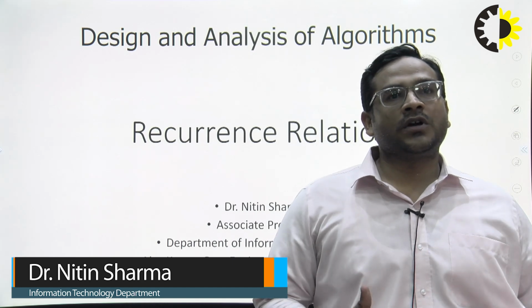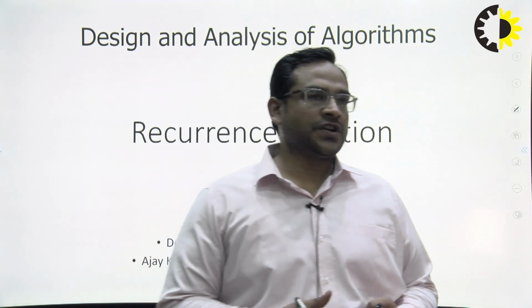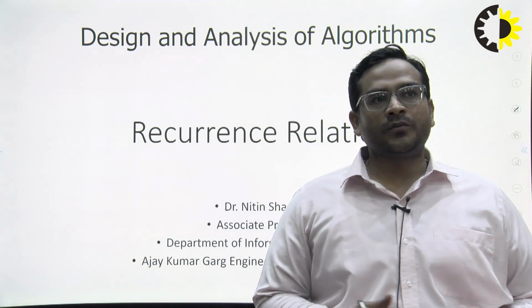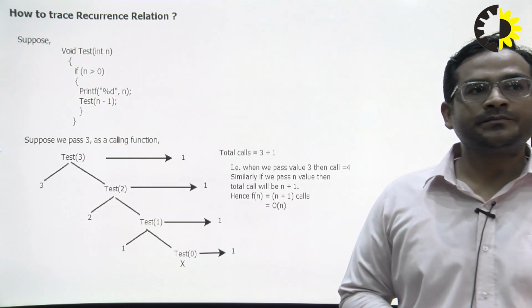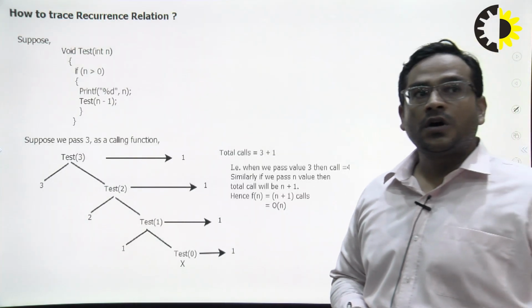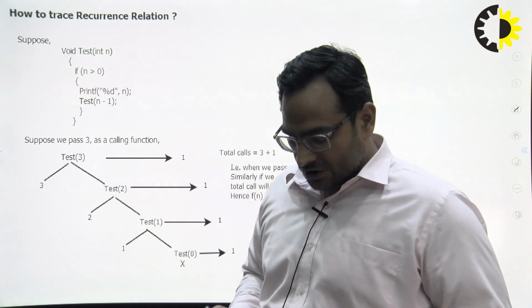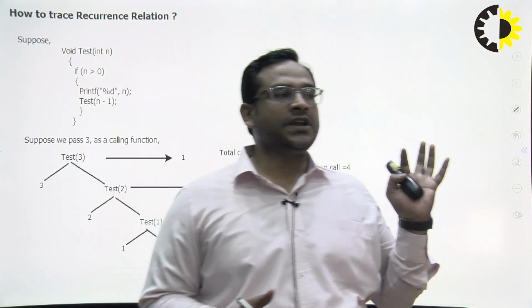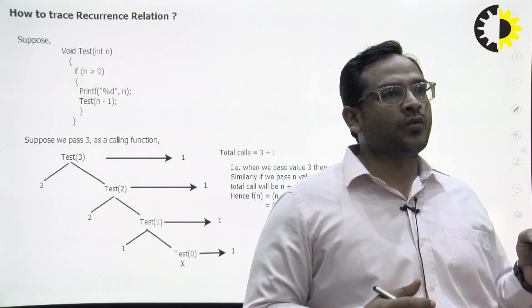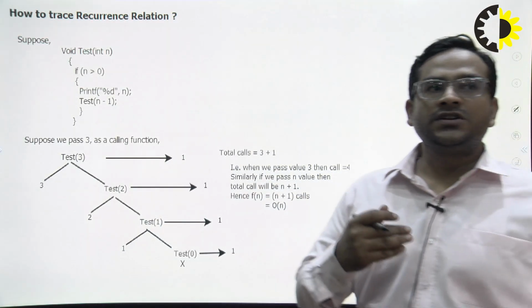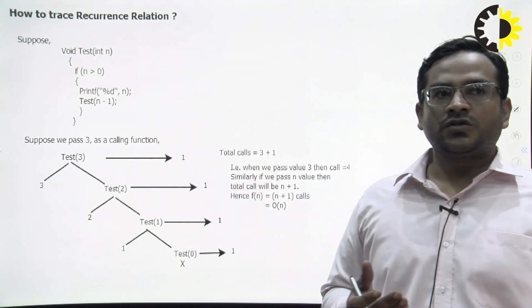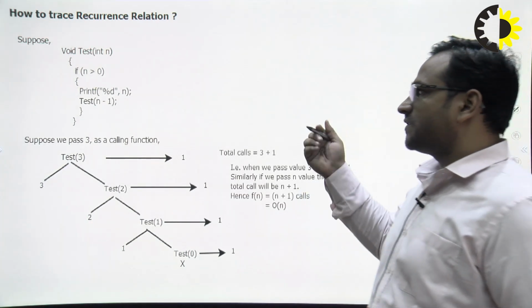Today I am talking about a topic which is recurrence relation from the design and analysis of algorithms. So how do you trace a recurrence relation? As the name already says, the function is calling itself. That is called a recurrence relation. You can see the example here.